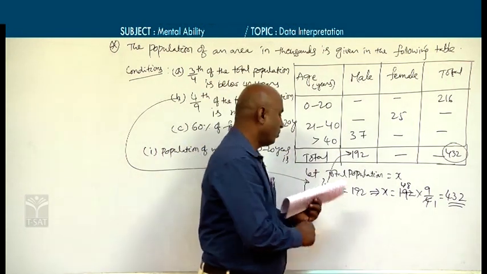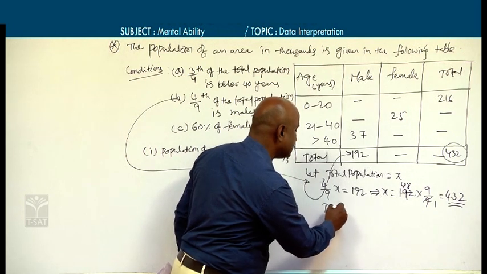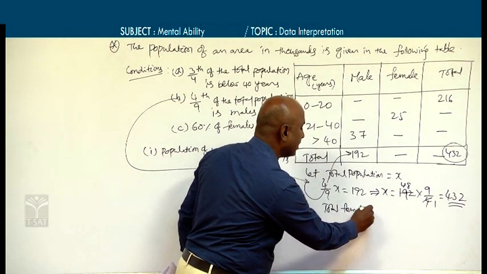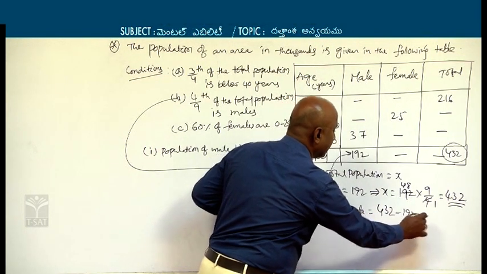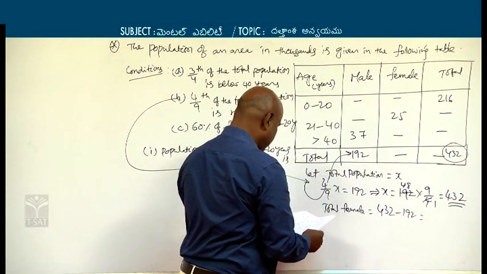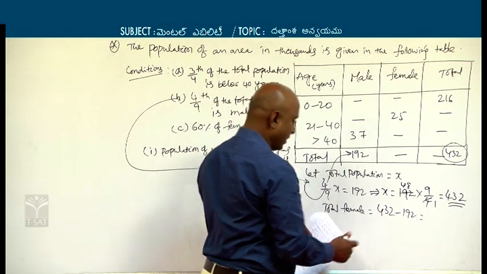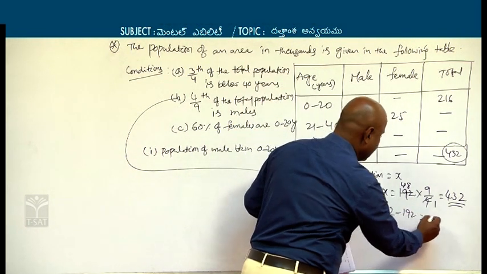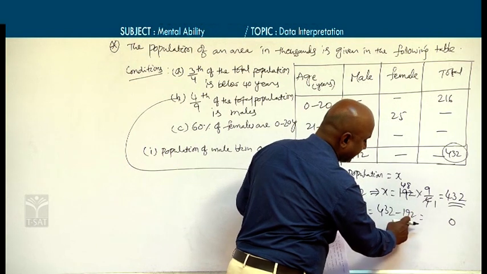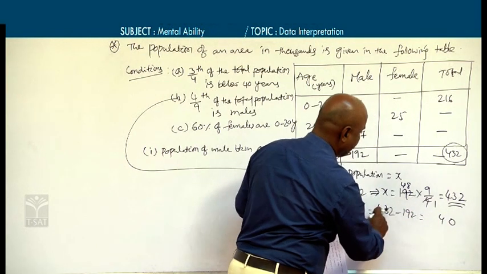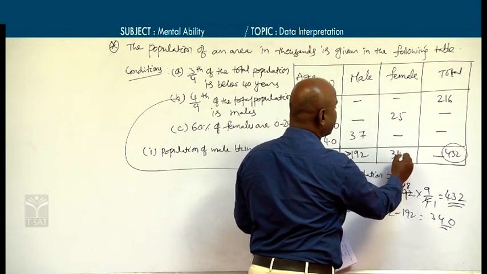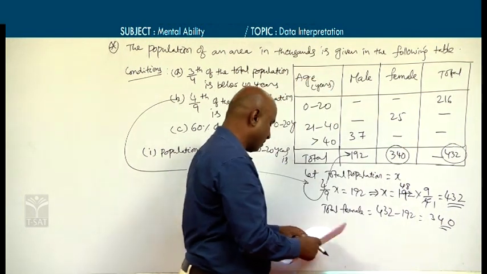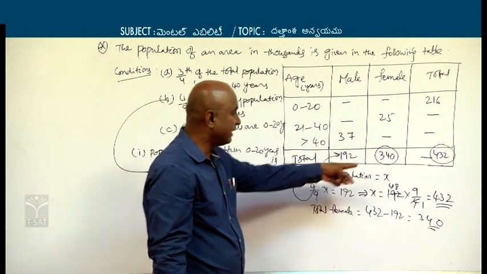Now the total female population is equal to 432 minus 192. 2 minus 2 is 0, 13 minus 9 is 4, and 4 minus 1 is 3. So that is equal to 340. So the total female population is 340.